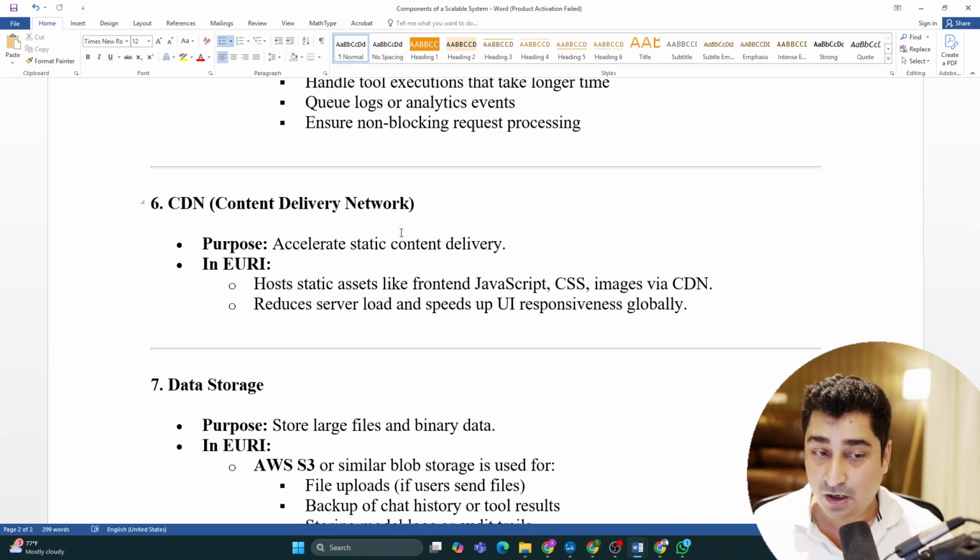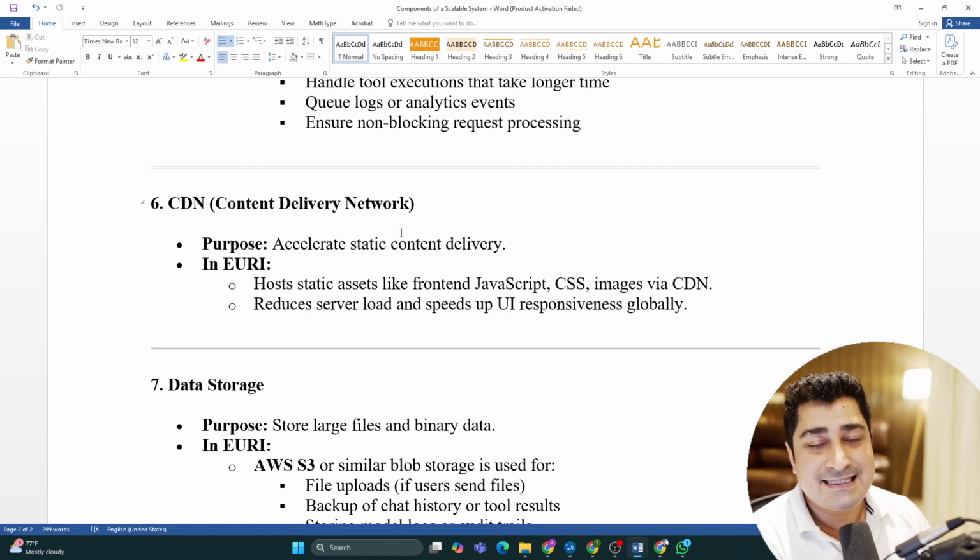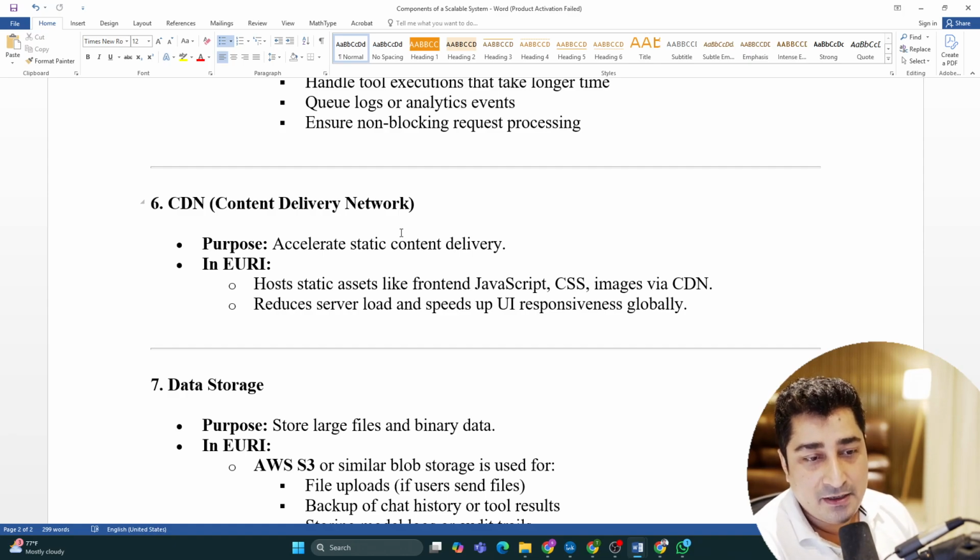Then another very important component when you bring your system live to all the users, to all the world, is something called a CDN, Content Delivery Network. Generally, when we create a system, we have some static files, maybe images. Let's suppose I store my images in an S3 bucket, or in Azure blob storage.